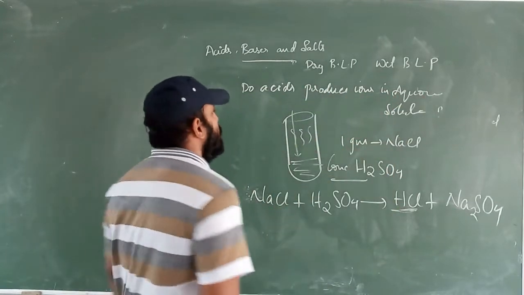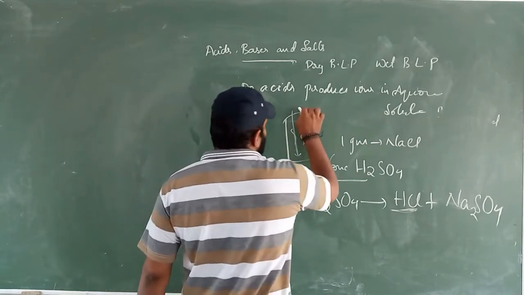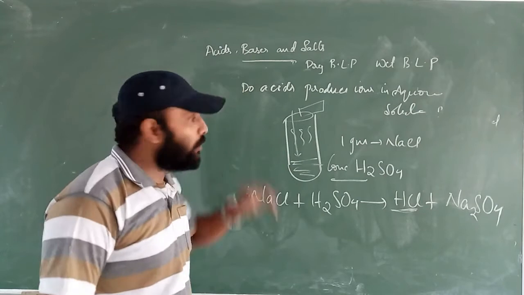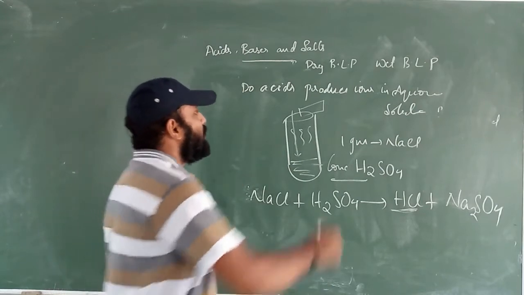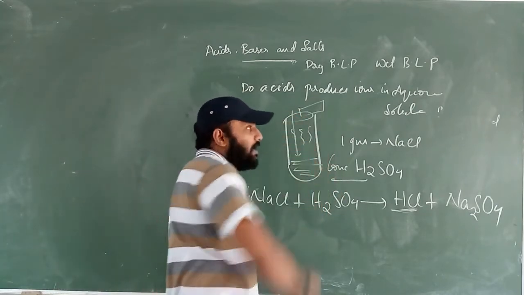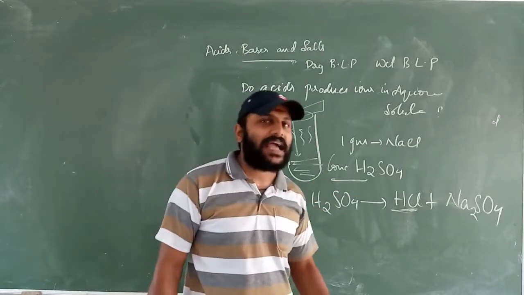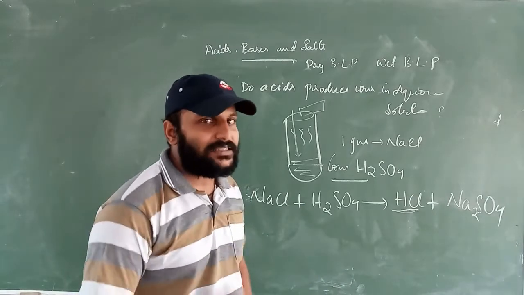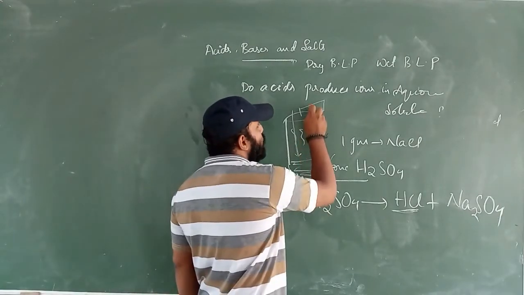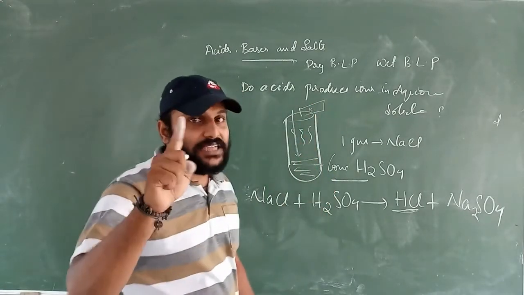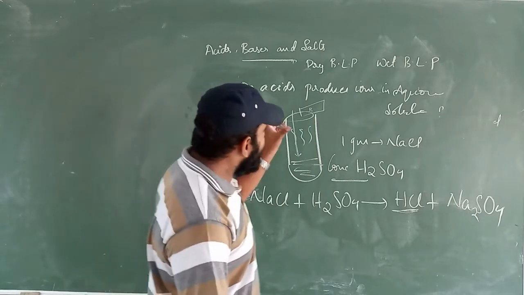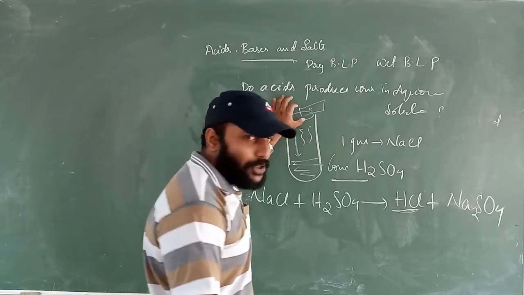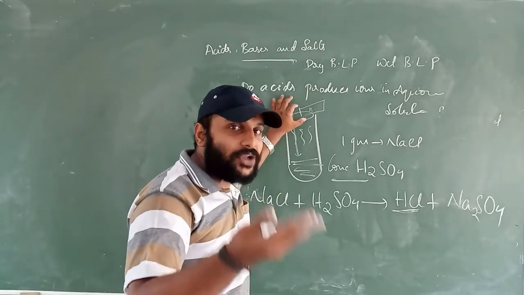When we keep the dry blue litmus paper at the opening of the test tube, where the gas is coming out, we can observe that there is no change in color. HCl means hydrochloric acid, so it should act as an acid. Since it is an acid, the blue litmus paper should change its color to red. But when we keep the dry blue litmus paper at the opening of the test tube, its color is not changing.